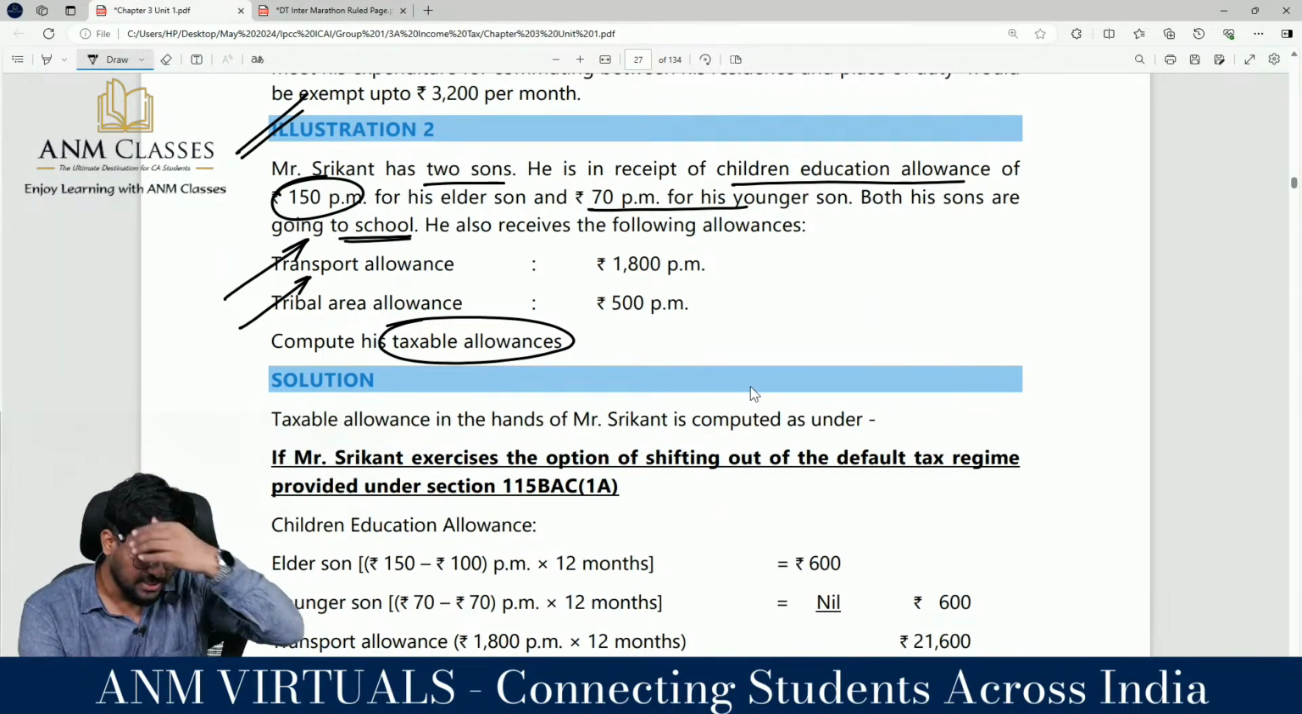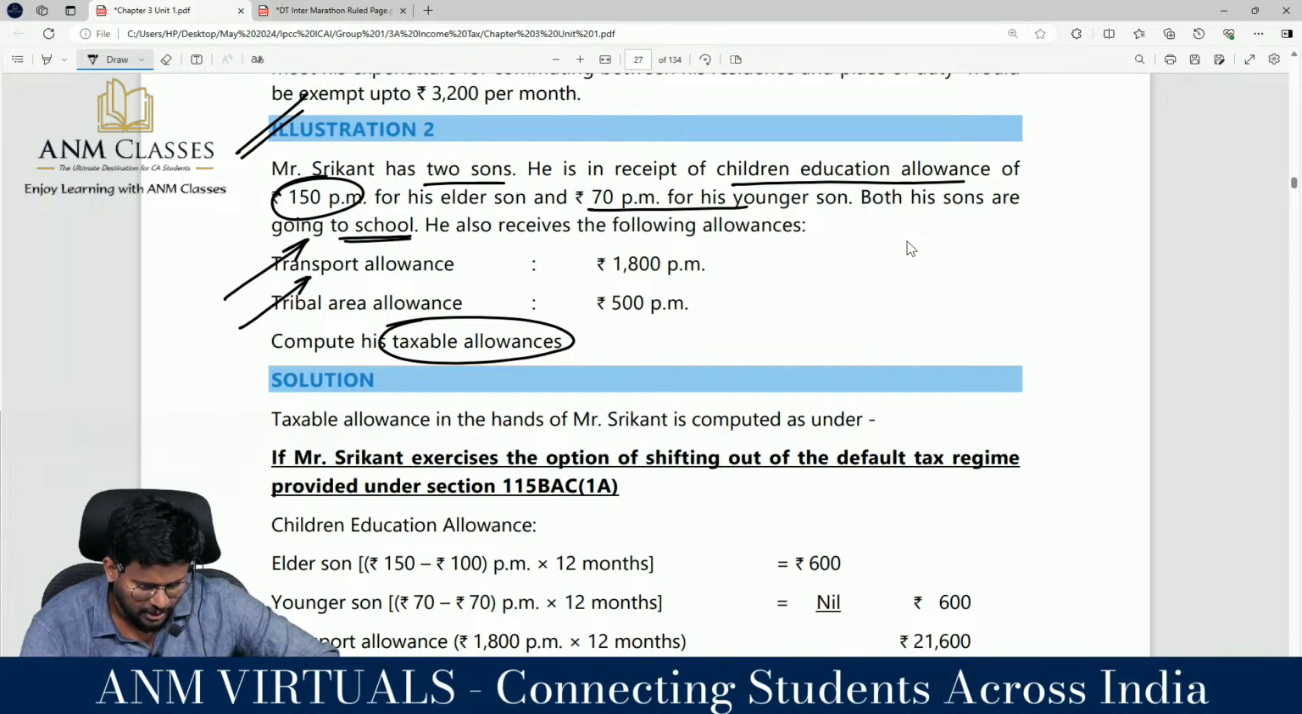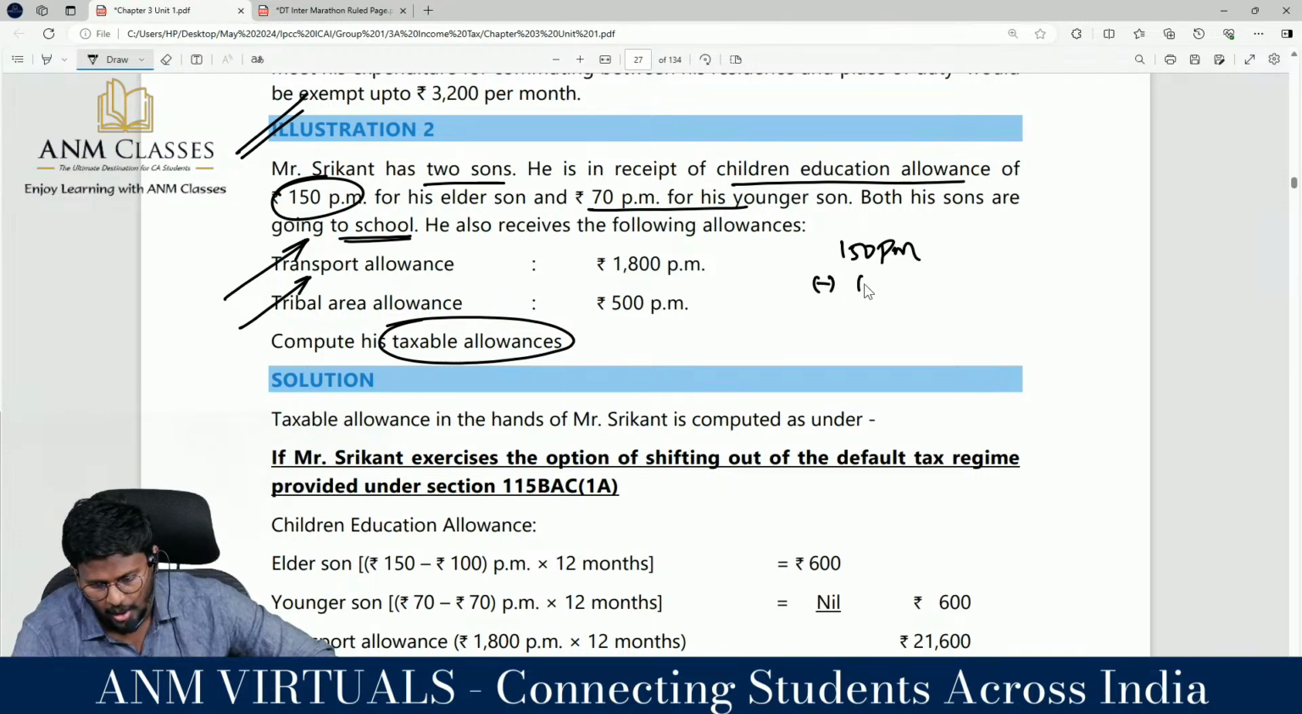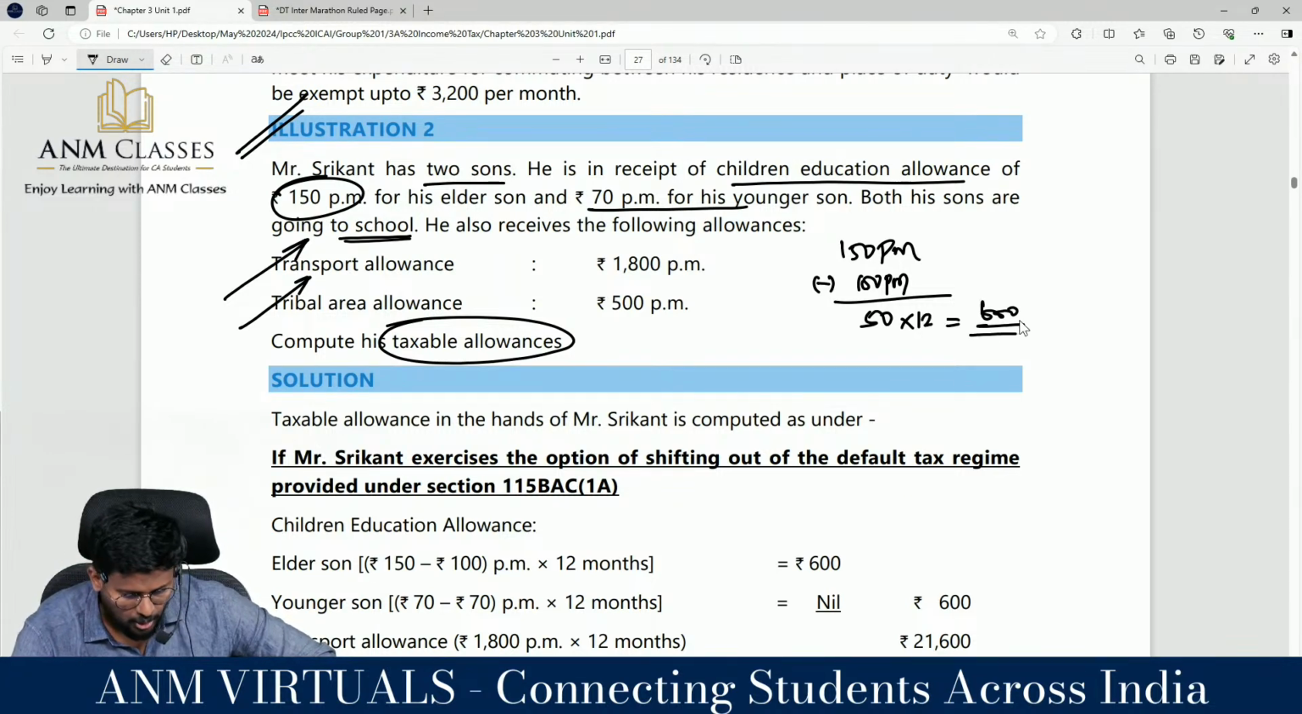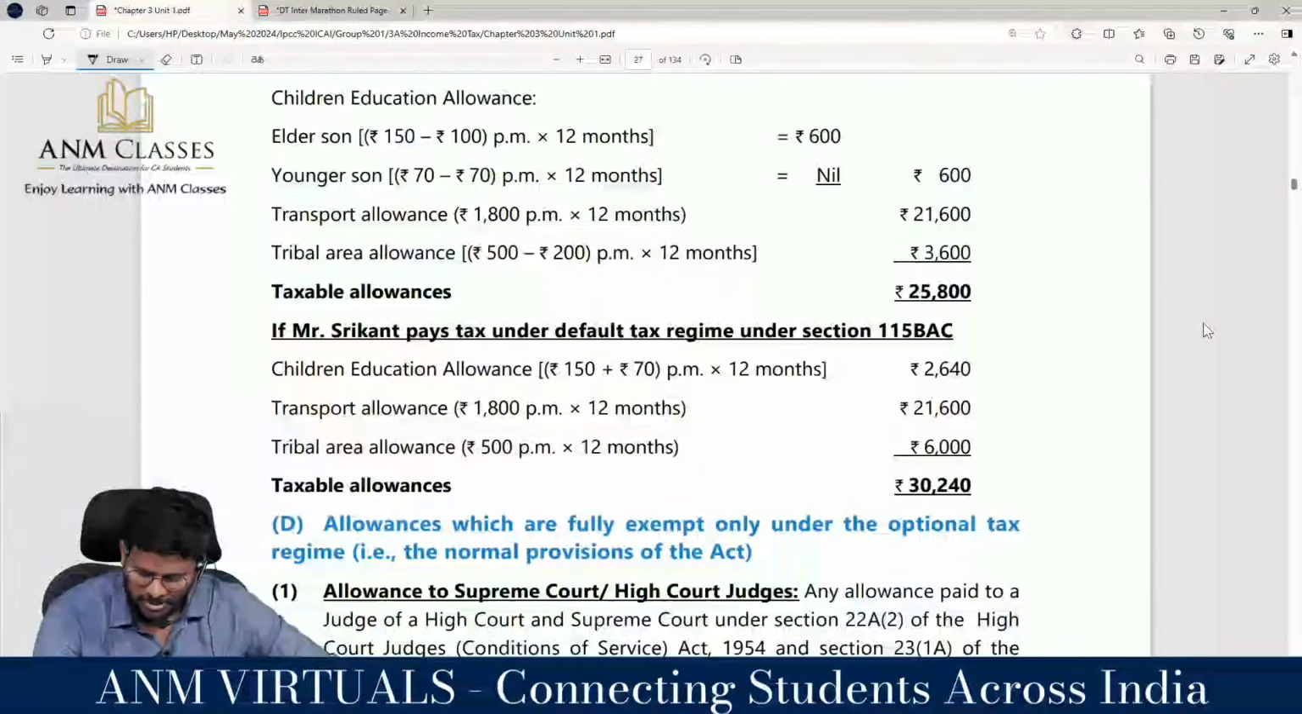Yes, sir. For one child 150 per month has come. What is the education allowance exemption? How much is allowed, so how much is taxable? Into 12. Yes, sir. For the other child 70 has come. Yes, sir. Claim 100, and will 30 rupees be refunded? Sir, can the 30 here be clubbed here? That means nothing will be. So 600 rupees is the taxable.